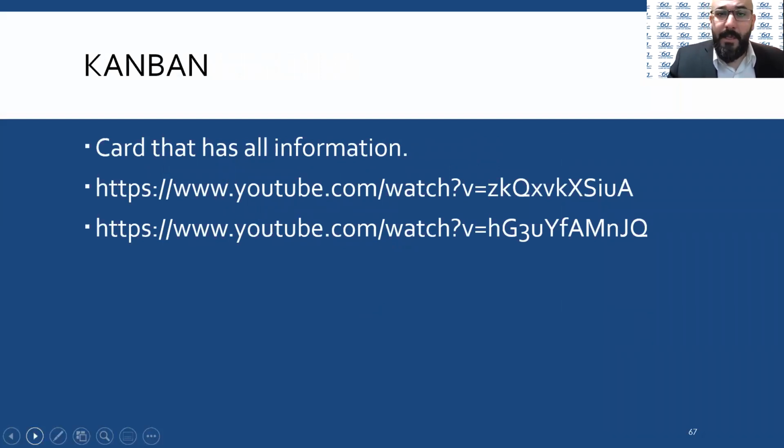Kanban is another lean technique where we put all the information on one card. You don't have to go anywhere. You would see on that card how many items are left in the warehouse, where this is going, and what part we should go to. Everything should be listed on the card as well. There are a few links I listed here, so you could look up Kanban for review.